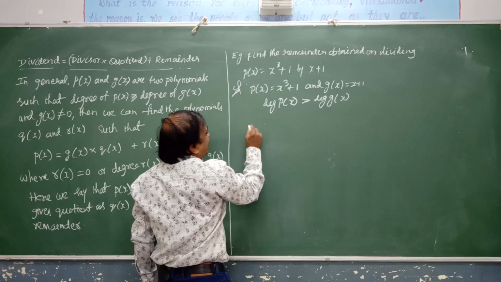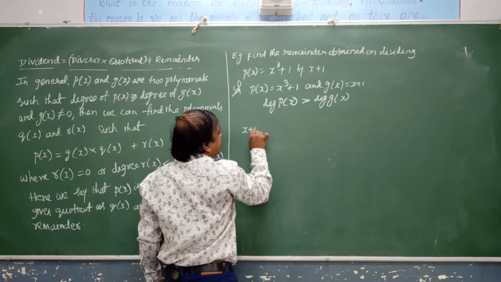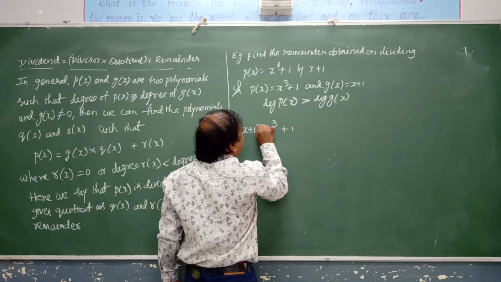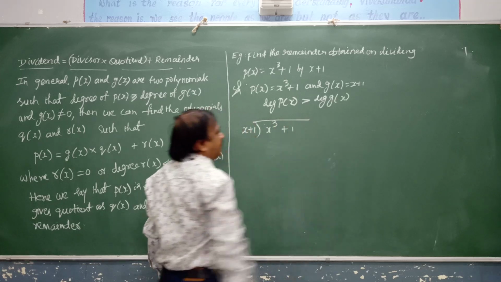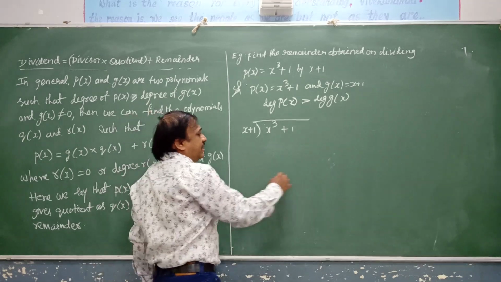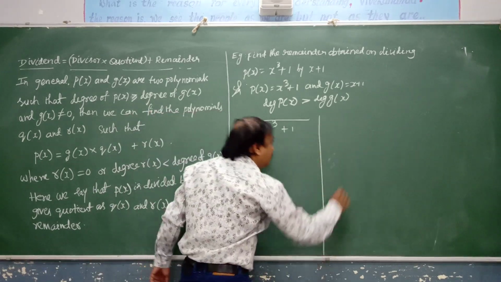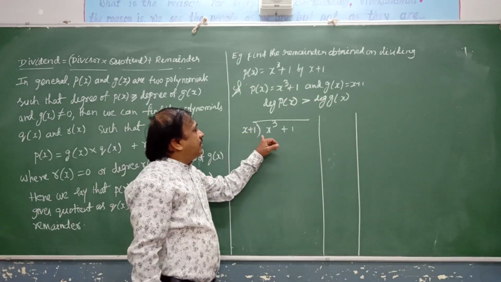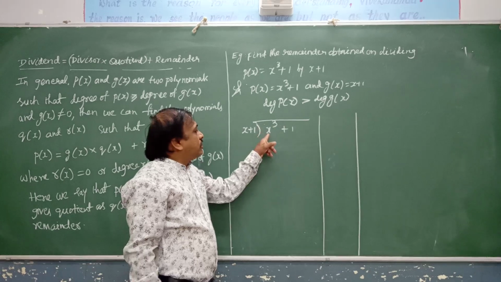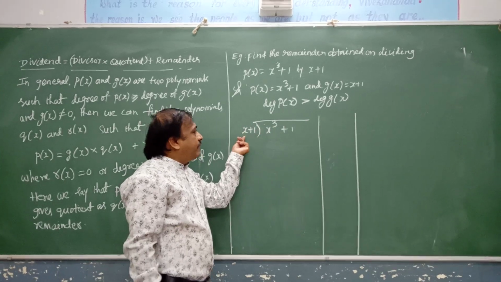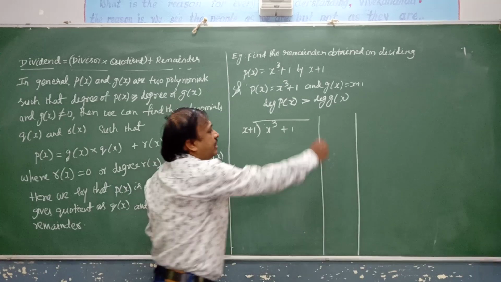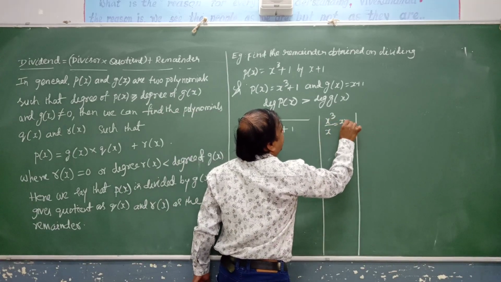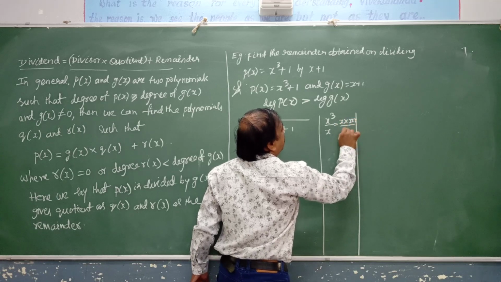So when we are dividing, x plus 1 is the divisor and x cube plus 1 is the dividend. Now observe, here I do the rough work for you. This is the rough work that I am explaining. You are dividing x cube plus 1 by x plus 1. So take the first term x cube and the first term x. Divide to get the quotient: x cube by x, which is x into x.